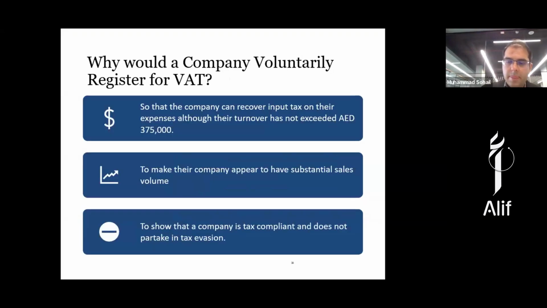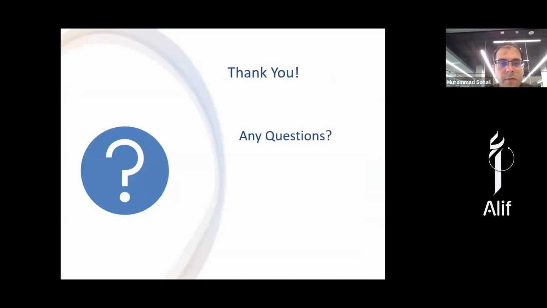Okay. So that brings me to the end of my webinar. Are there any questions? Okay. So the first question was, as I told you before, can someone register for VAT if they have not crossed the voluntary threshold? The answer is no. You have to cross 187,500. Either your taxable supplies plus your imports are greater than 187,500, or your taxable expenses are greater than 187,500. Then only can you register for VAT.